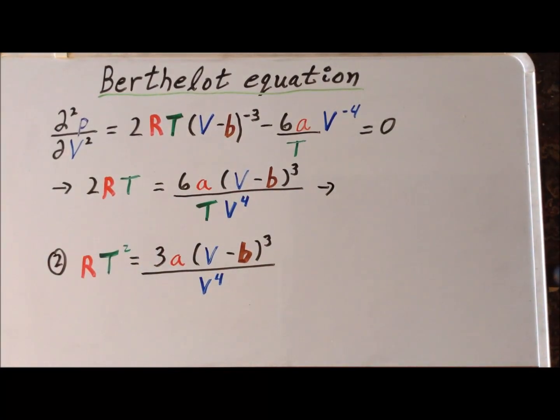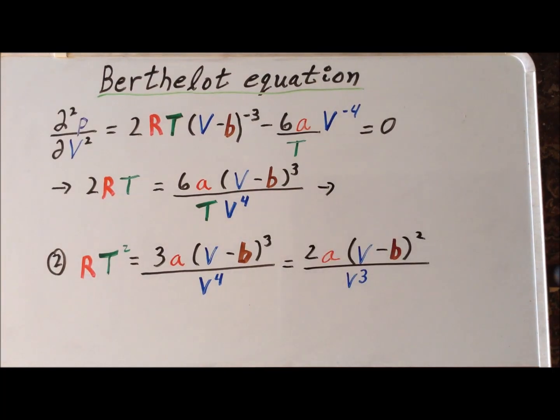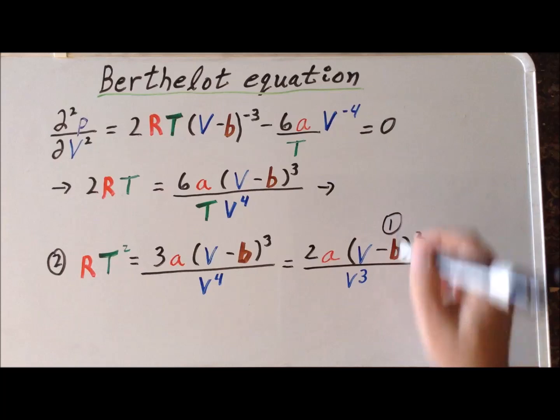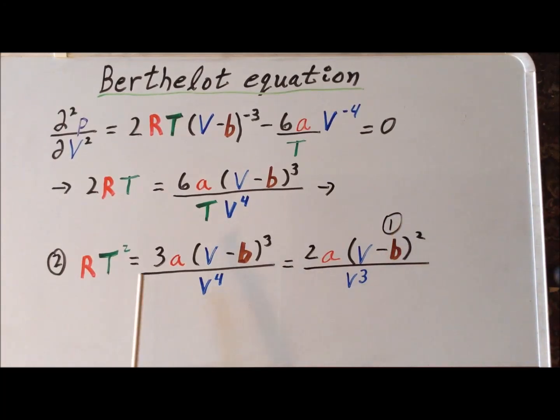Recall, in equation 1, we had an expression for RT squared. At this point, we are going to set those two equations, 1 and 2, equal to each other. Here we've set RT squared equal to this expression, recalling that we had this expression from equation number 1. So I'll just put that in a circle to remind us where that expression came from, and this expression came from equation number 2.